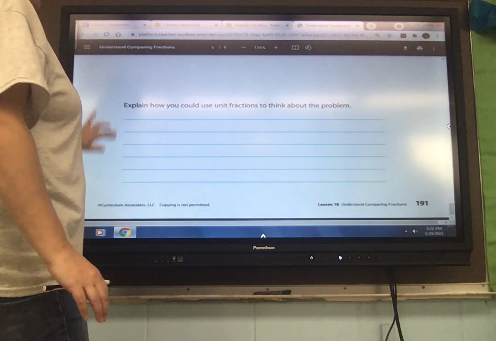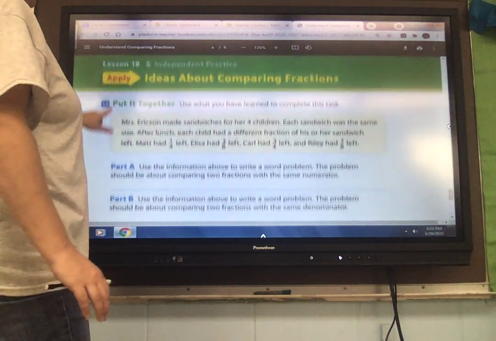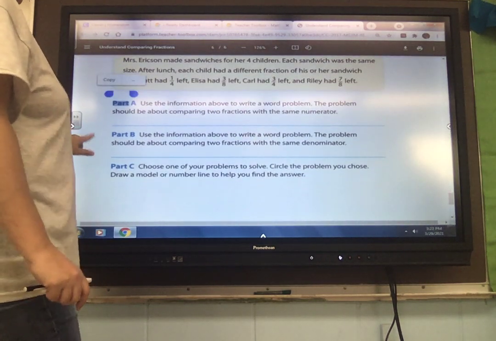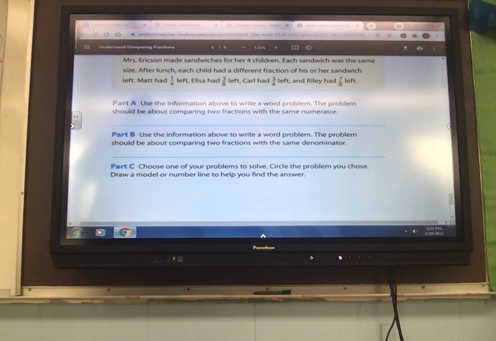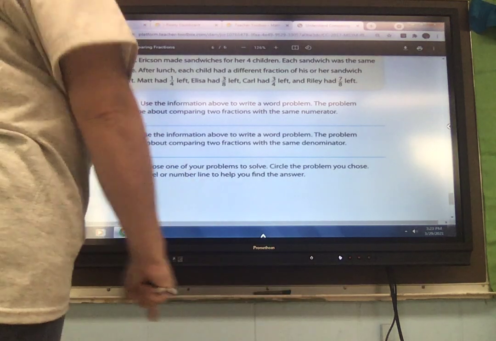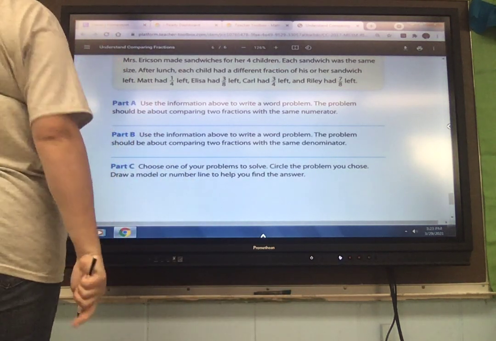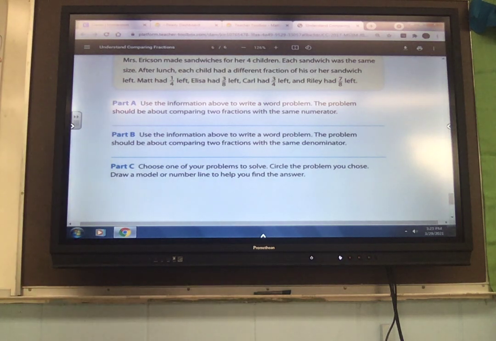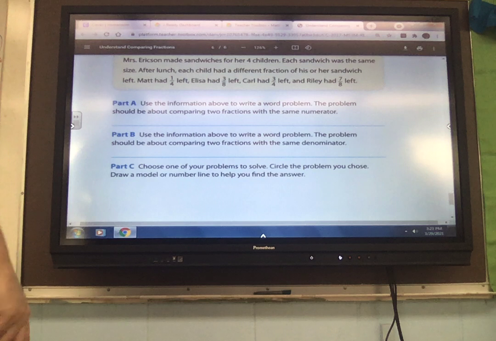All right, last page for today is 191. Use what you've learned to complete this task. Miss Erickson made sandwiches for her 4 children. Each sandwich was the same size, so that's good. So they already did better than the last question. After lunch, each child had a different fraction of his or her sandwich left. Matt had 1/4 left, Alyssa had 3/8 left, Carl had 3/4 left, and Riley had 7/8 left.